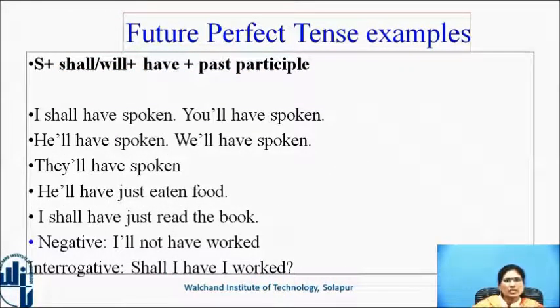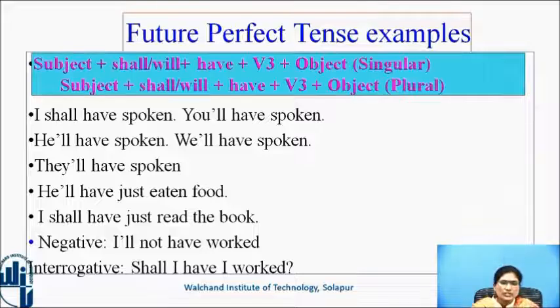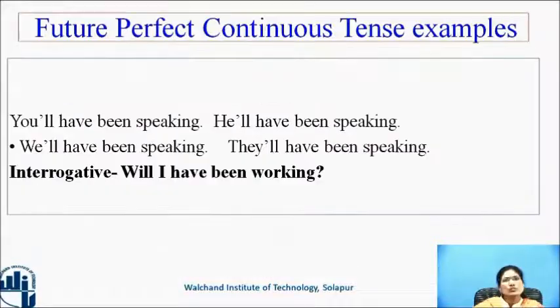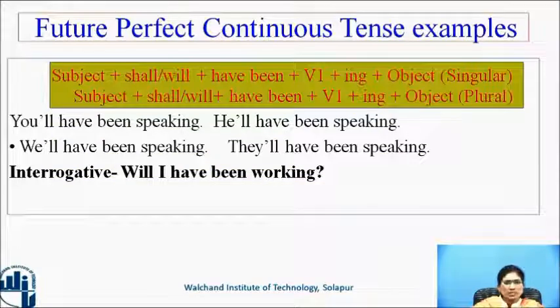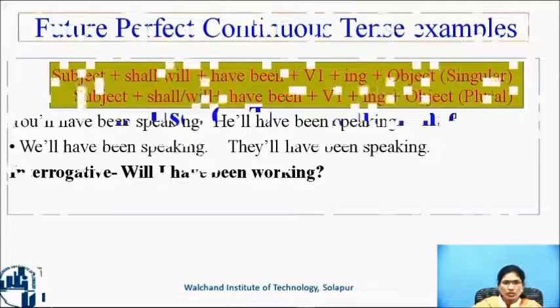Future perfect tense examples: I shall have spoken, you will have spoken, he will have just eaten food, I shall have just read the book. Negative, I shall not have worked. Interrogative, shall I have worked? Future perfect continuous tense examples: you will have been speaking, he will have been speaking. Interrogative, will I have been working?